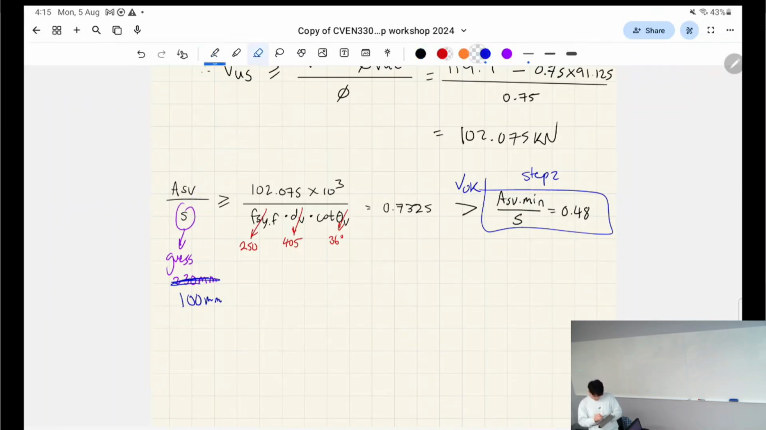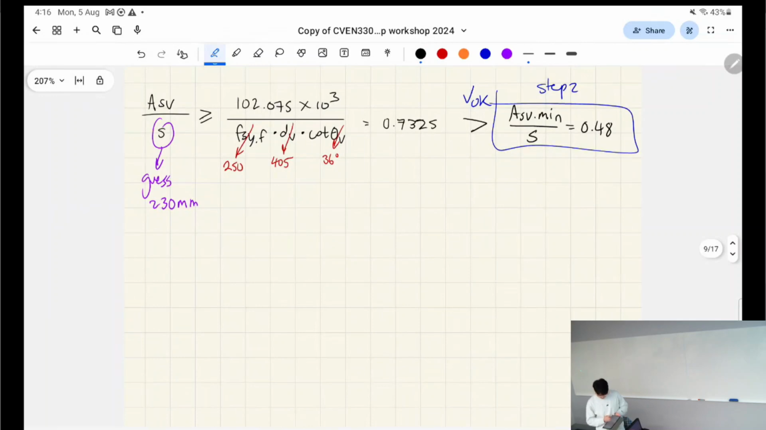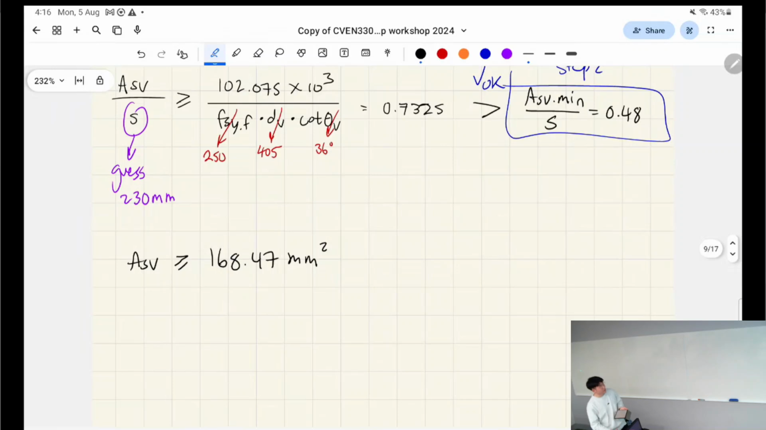But basically 230 is a nice balanced approach. You don't want this spacing to be greater than 300 mil, basically. So yeah, 230 is just a good balance point, right? To calculate a reasonable area of steel. So with that guess, we can find the range of acceptable stirrup area, right? And now we can look at our table, okay?